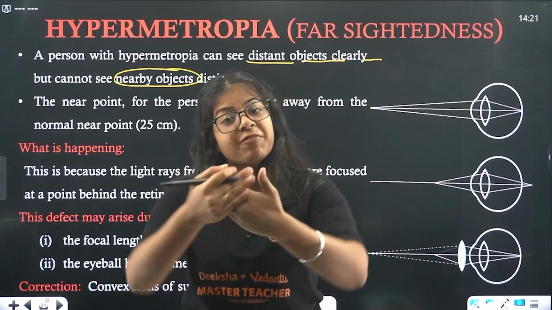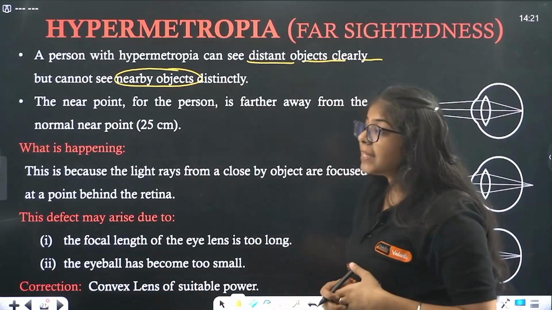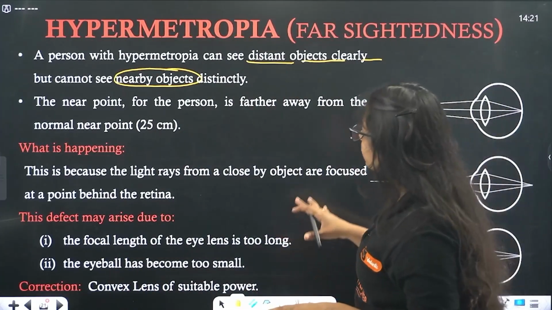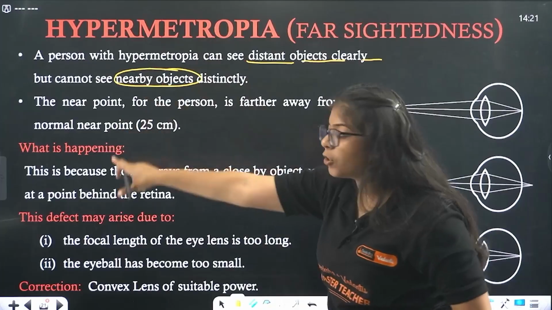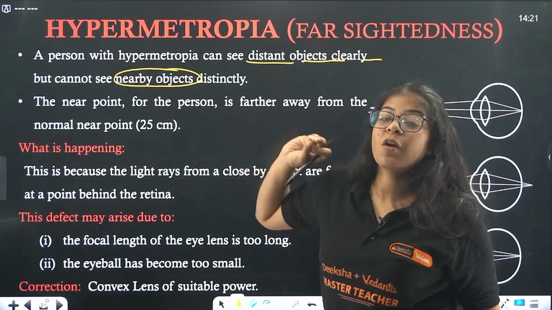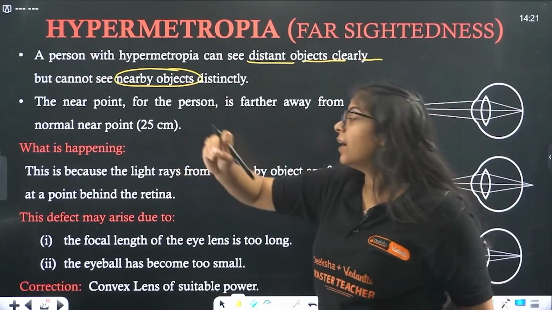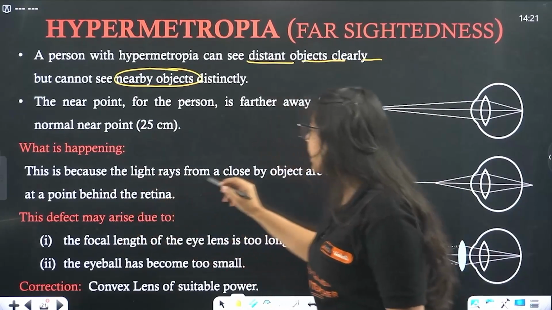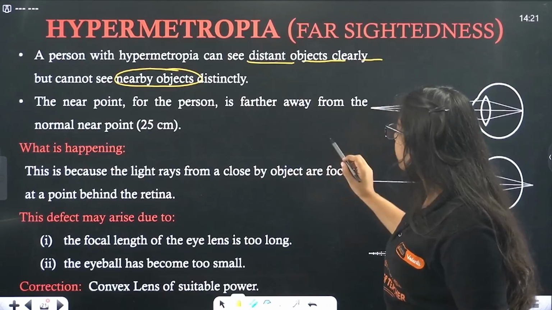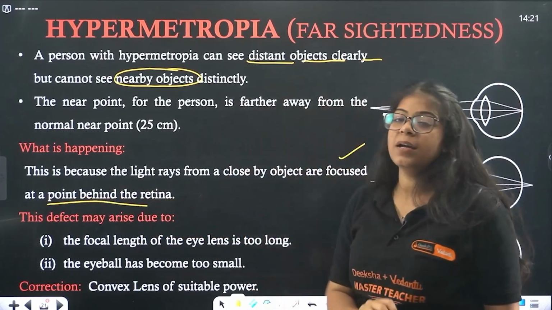Because they can see far objects clearly but not the near objects clearly. Okay? Why is this happening? Now, in this, what is happening? In myopia, the image was forming in front of the retina. Here, it is forming behind the retina. So this is because the light rays from a close by object are focused at a point behind the retina.